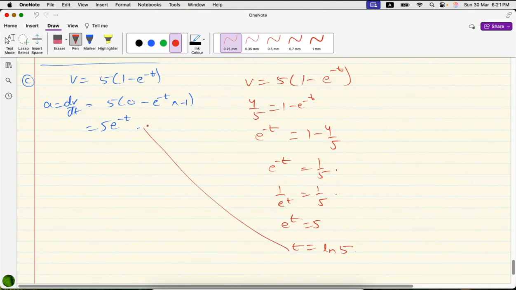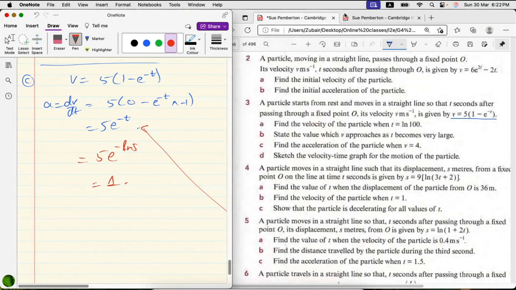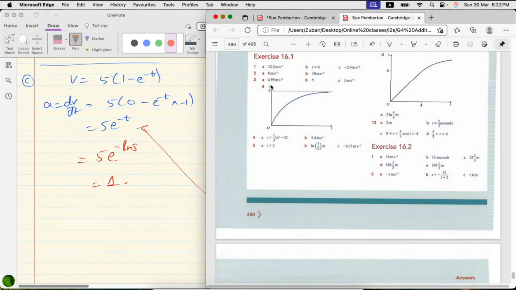So when t is ln 5, acceleration is 5 e raised to the power minus ln 5. That is 1. The acceleration is 1 at that time. Four point nine five, 5 and 1.